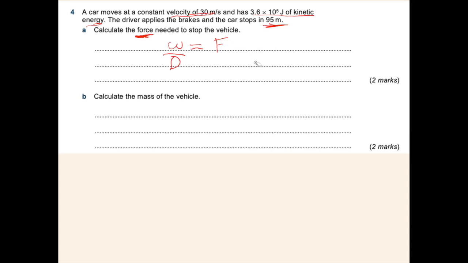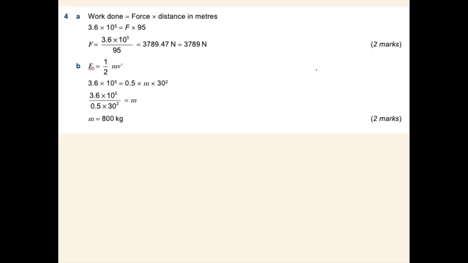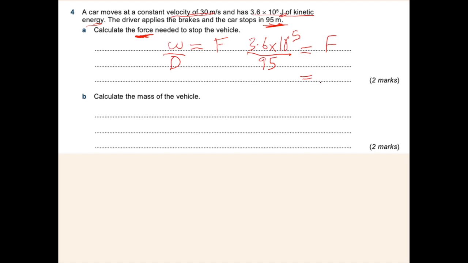So now we've got to sub the numbers in. You're just going to have to take it from me, the clue's in the unit being joules. It's going to be 3.6 times 10 to the power of 5 divided by 95. Is it in the right unit? Yes, meters is the right unit. Equals F. If we stick that into a calculator, we will get the answer, which I believe is 3789. And the unit of force is always newtons.